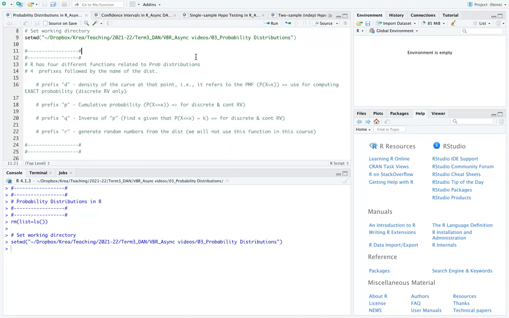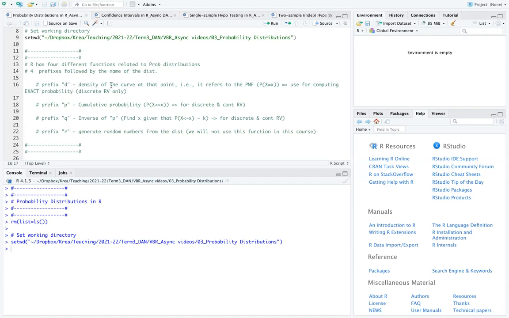There are four different functions related to probability distributions in R, or essentially, there are four different prefixes followed by the name of the distribution. Each of these prefixes has a different functionality. The four prefixes are the letters D, P, Q, and R. We are not going to look at the fourth one right now. We won't use the prefix R in this course. So we'll learn about the first three.